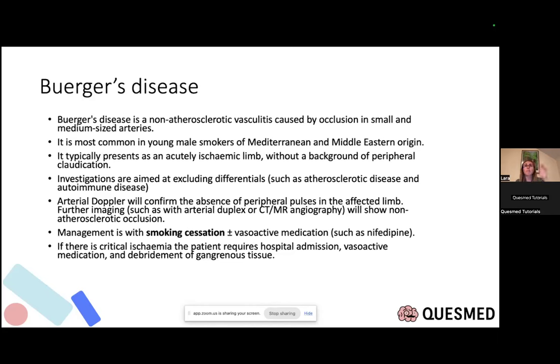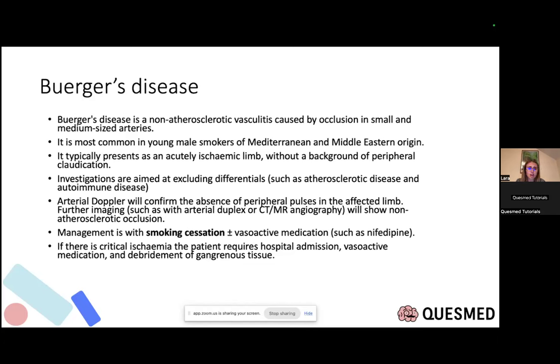With critical ischemia, you're going back to your vascular lectures and thinking that patient needs hospital admission. They are going to need a vascular review. They can debride gangrenous tissue, or they can try and open up the occluded arteries. It's quite small print, Berger's disease, and it's commonly also in stems called thromboangiitis obliterans. So just make sure you're aware that they're both the same thing. Are there any questions about that?